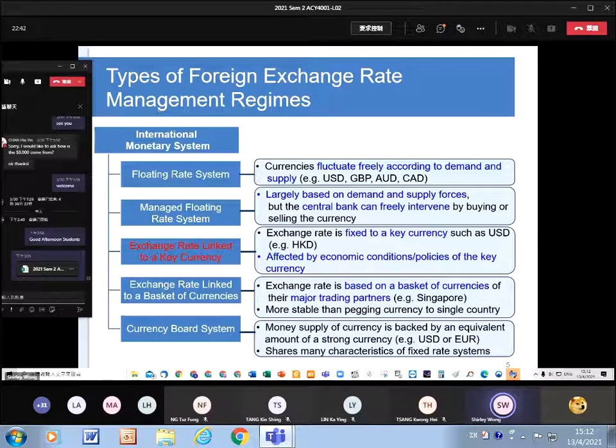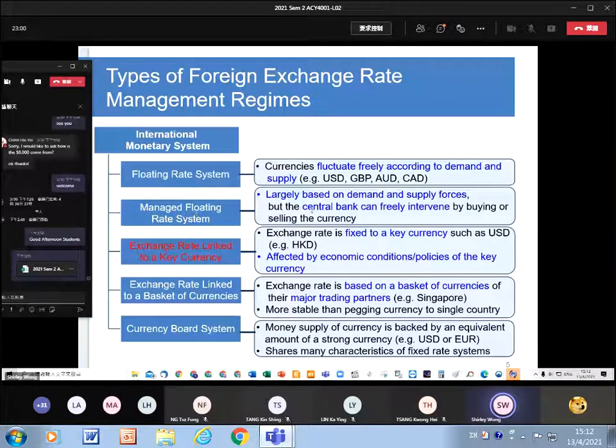And some countries continue to use the floating rate system, just like the US, UK, Australia, and Canada. So their currency actually will float. And the floating is decided by the demand and supply of the currency. So demand and supply will determine the currency rate.